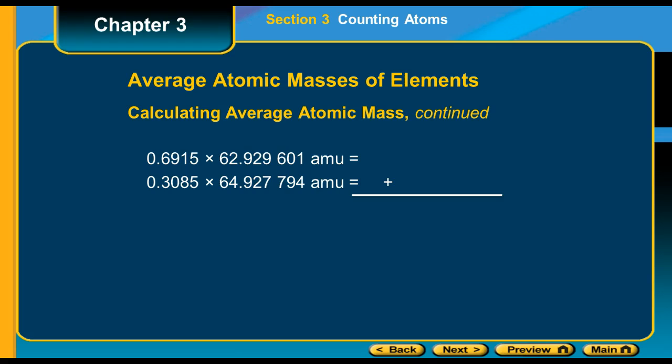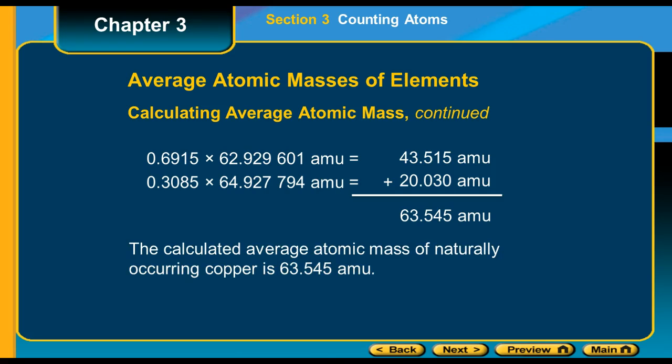So the 0.6915 gets multiplied by the 62.929601, and the 0.3085 gets multiplied by the 64.927794, and you get masses, which you then add together, and that tells you that the average atomic mass of copper for the whole thing, the relative average atomic mass, is 63.545 AMU. So this is the naturally occurring average atomic mass of copper, and that's what's reported on the periodic table.